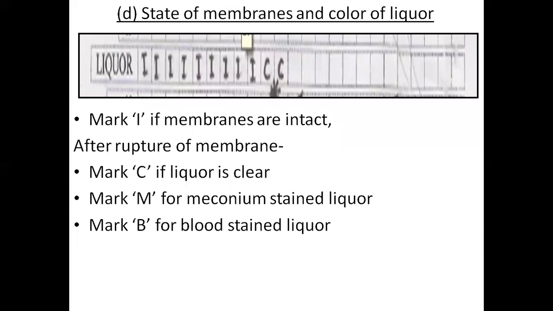State of membranes and color of the liquor. If the membrane is intact, then it is marked as I, and when the membrane is ruptured, then the color of the liquor should be noted, and it is marked C if the liquor is clear, M if the liquor is stained with meconium, and B if the liquor is stained with blood. Then we mention these notations in the liquor column.